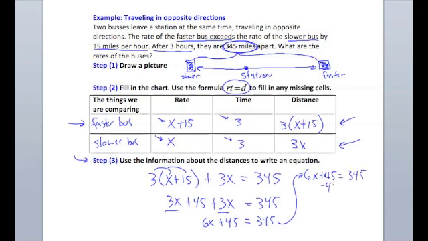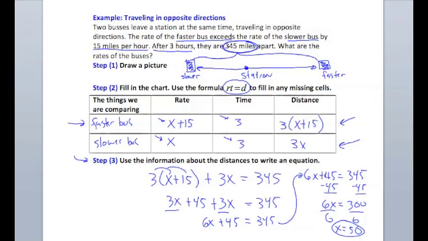I would want to subtract 45 from each side. So then that would give me 6x equals 300. Divide by 6, and I see that x is equal to 50. Now I need to use that information to answer the questions they've asked.